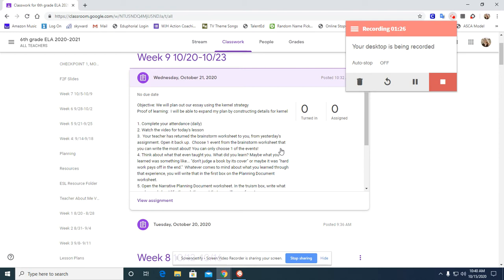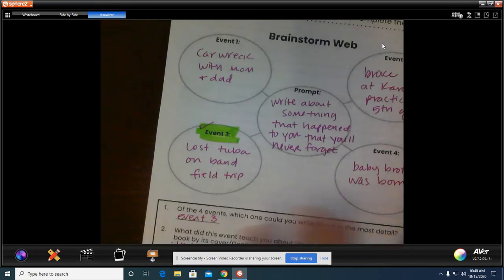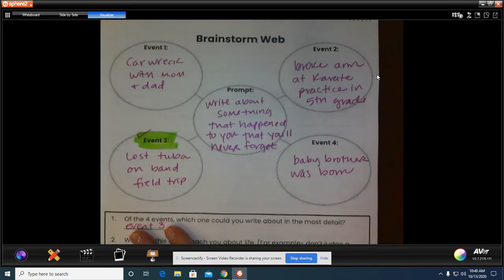Today I'm going to show you my brainstorm and planning document, and I'm also going to show you the planning document that's housed in this assignment to let you know how to do it today and turn that into your teacher. So first I want to show you my brainstorm worksheet from yesterday.